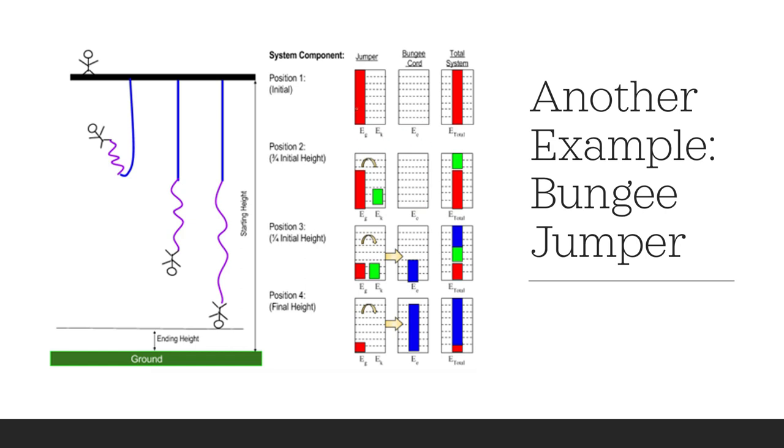So this red represents gravitational, the green represents kinetic, and the blue represents elastic potential. And then our total energies, you'll notice, are the same in every single situation.